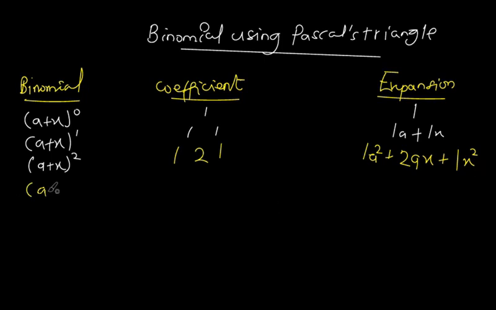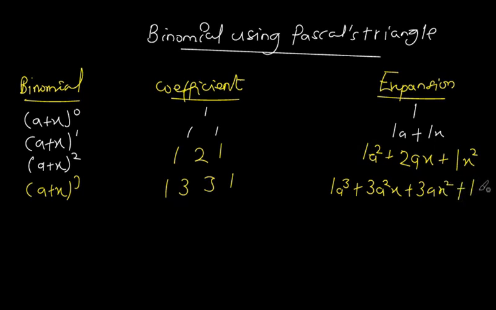If we have a plus x raised to the power 3, we repeat the 1 over here. 1 plus 2 gives us 3. Now 2 plus 1 will also give us 3. Now we repeat the 1 again. So the expansion we'll be getting is 1a cubed plus 3a, where the power will decrease to 2, then x, plus another 3a, where the power will decrease from 2 to 1, then the power of x will increase, then plus 1 x raised to the power 3.